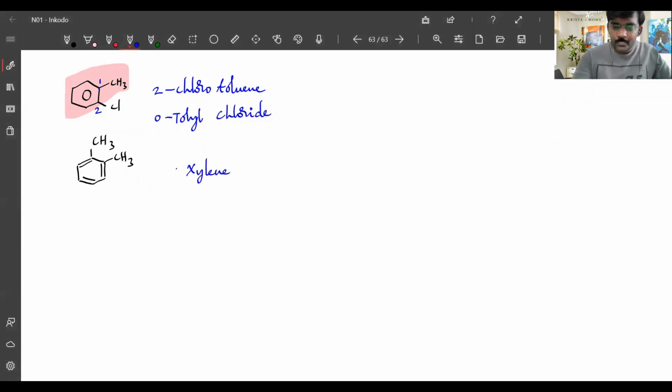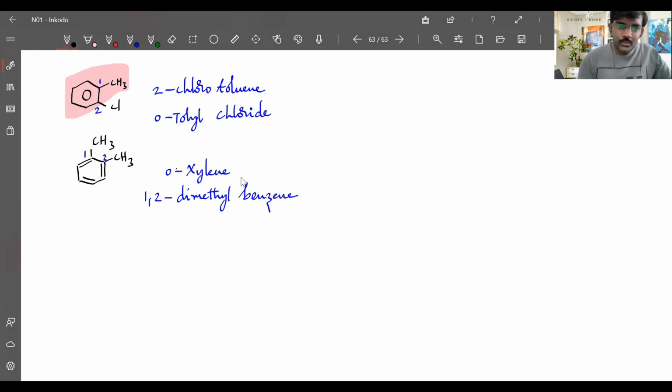Xylene is a common name, and when the groups are in the 1-2 position, you can write it as orthoxylene. When it comes to IUPAC nomenclature, there is 1,2-dimethylbenzene. You can write 1,2-dimethylbenzene. That is the IUPAC name.